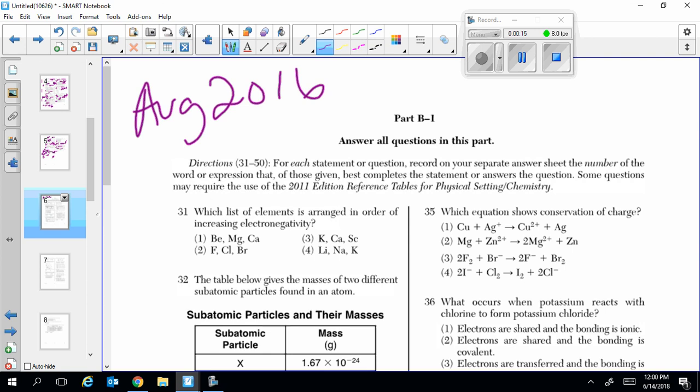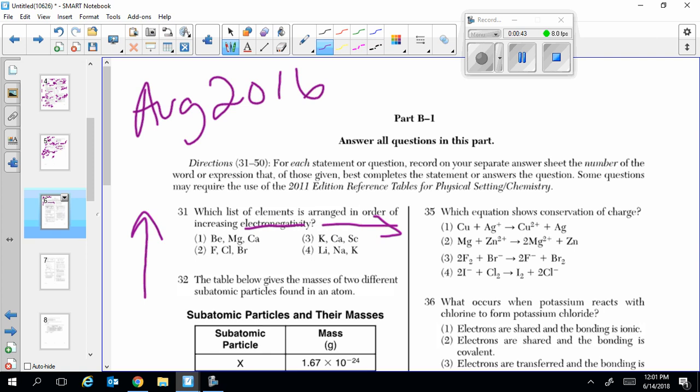Which list of elements is arranged in order of increasing electronegativity? Electronegativity is the ability to attract an electron, and the smaller an atom is, the better. As we go across left to right, the electronegativity will increase, or when you go up a group, it would increase. So we have to grab our periodic table and see which one works here.